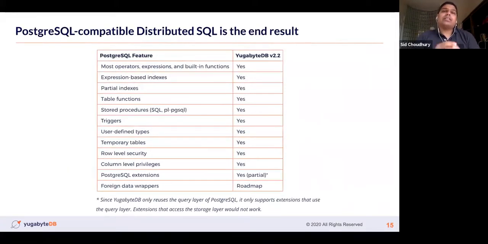So what have we achieved thus far? Thus far, we have achieved a significant milestone of being able to support a wide variety of Postgres language features that cross the gamut of operators, expressions, expression-based indexes, partial indexes, table functions, row-level security, and so on. And we are even able to run a bunch of Postgres extensions that do not necessarily interact with the storage layer and work only at the language layer. Because as time progresses, we'll continue to enhance the storage layer extensions as well to make them work on top of Yugabyte, but that's future work.